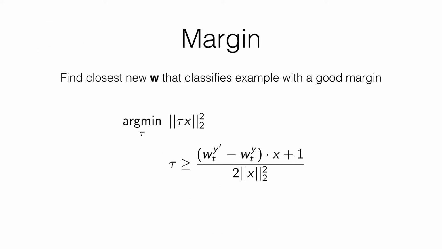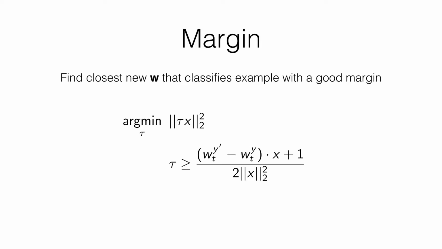This is the whole optimization now. And this just comes from plugging in the update equations to the original thing that we wrote down, which was the mathematical translation of this sentence that we want to find the closest new w that classifies the example with a good margin. Well, we defined that with a definition of margin, and then we defined the closest as being measured by squared distance. And then when we plug in the tau updates, we get this form.